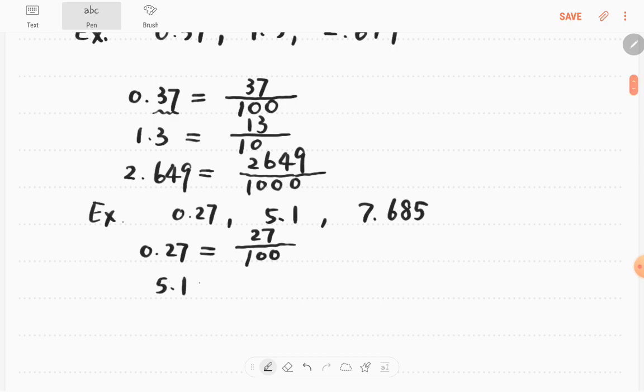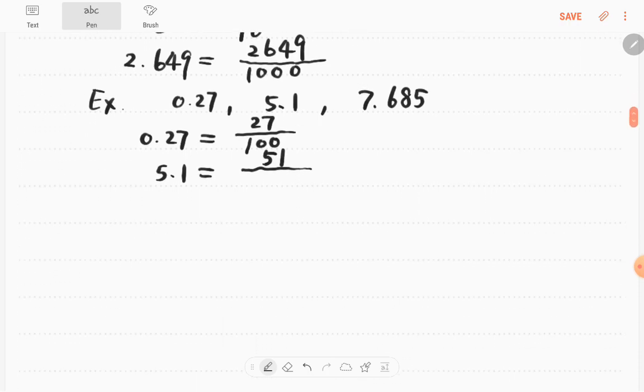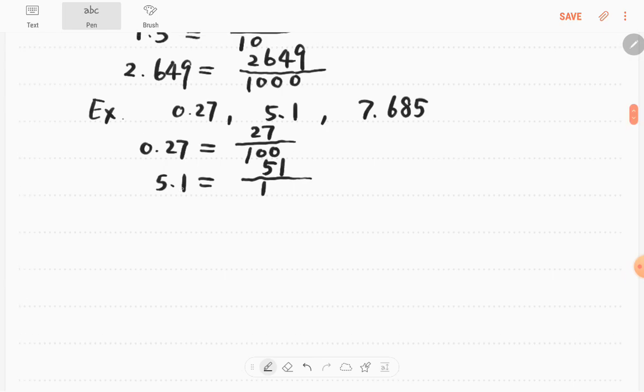5.1. First, we write 51 as our numerator. Then we still first write down a 1 in our denominator. Then we make sure how many zeros we should add. And 5.1 has just 1 decimal place, so we add 1 zero. That will be 51 over 10.